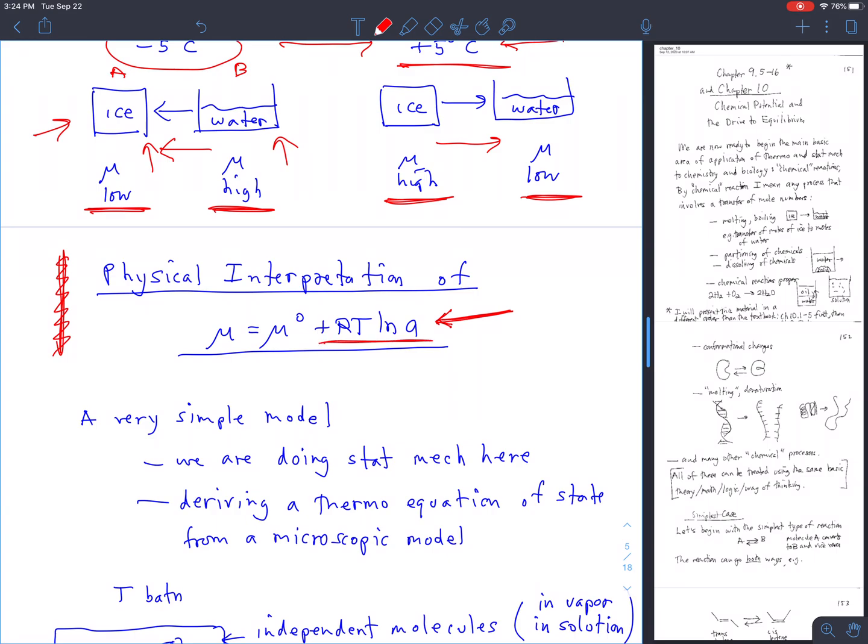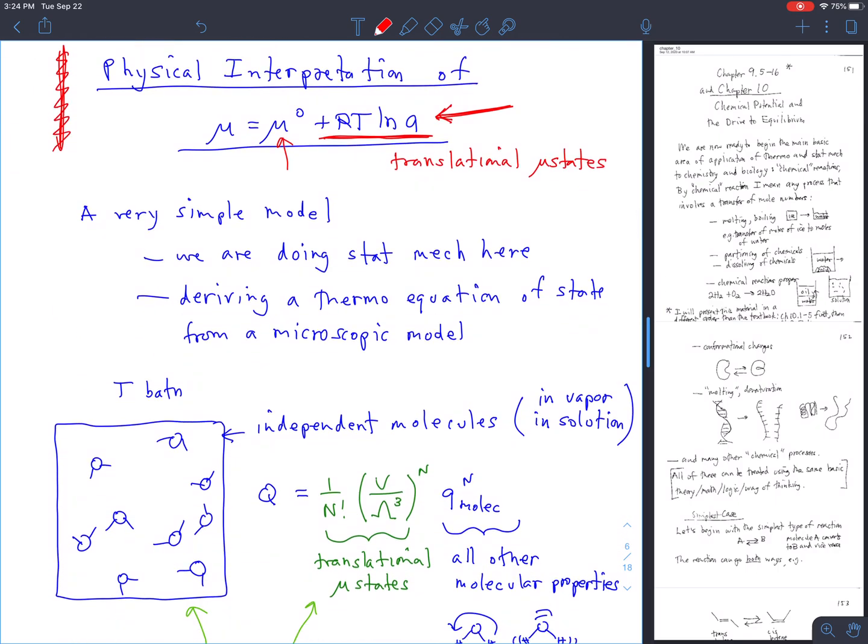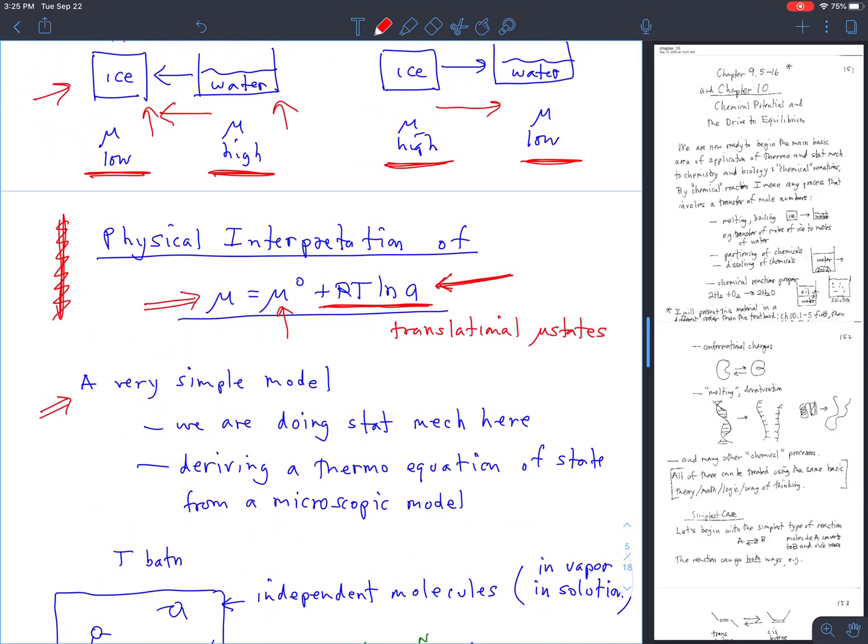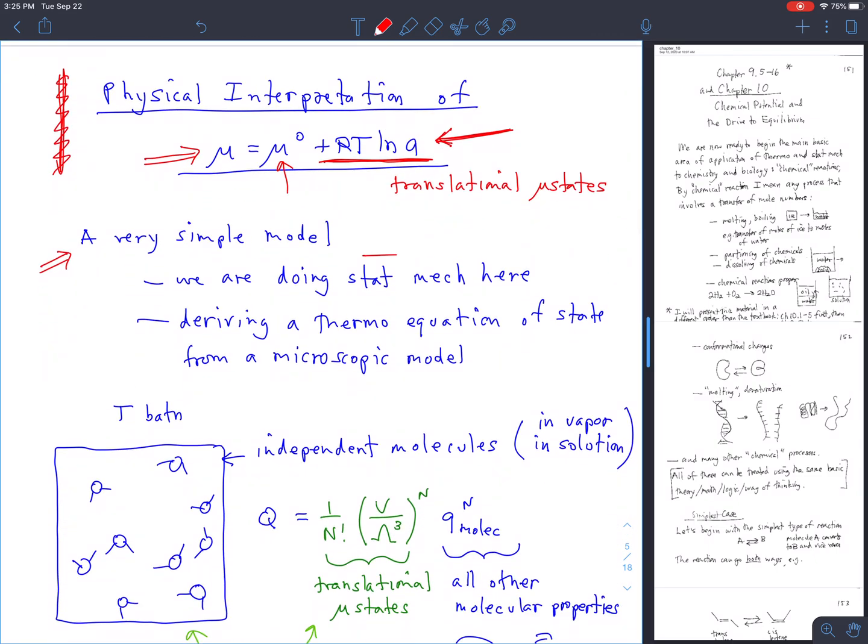This second term in the equation of state is accounting for translational degrees of freedom, or translational microstates, and nothing else. All the chemical information is actually buried in this constant. But in order to see that that's really the case, let's do a little bit of statistical mechanics. I'm going to introduce a simple model, and I'm going to use that model to actually derive this equation of state. This is the job of statistical mechanics.